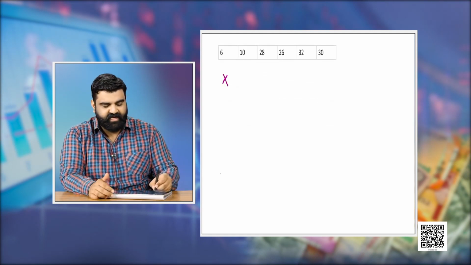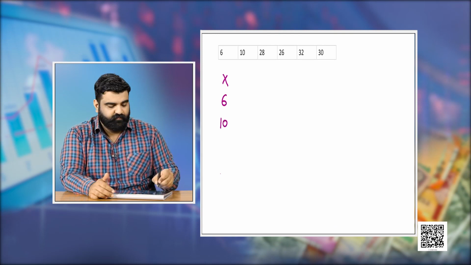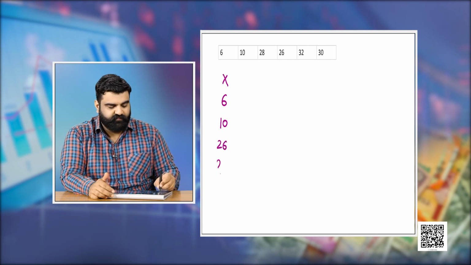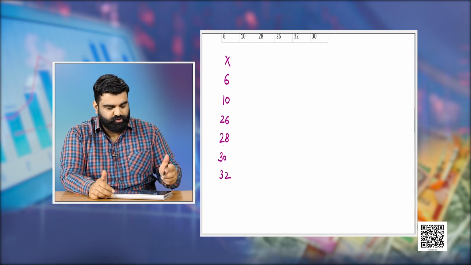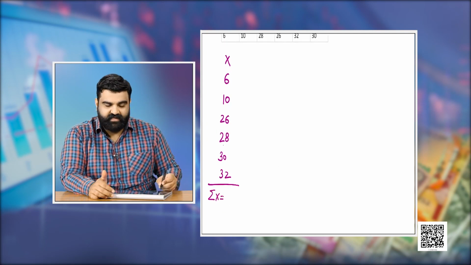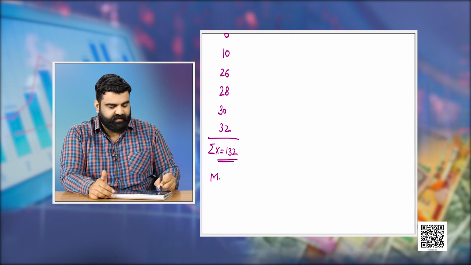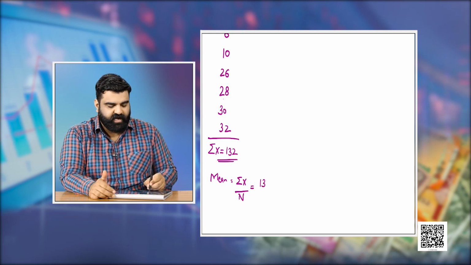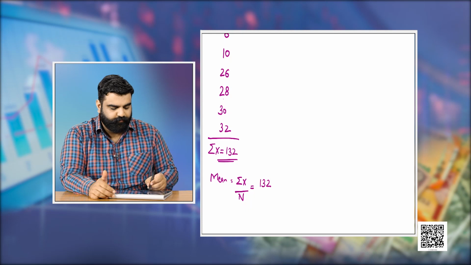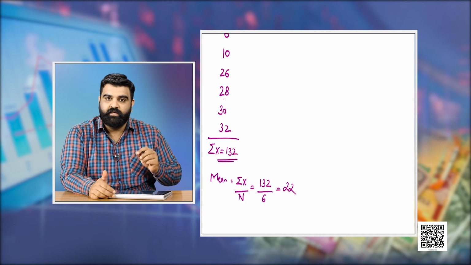So, let us first arrange it in ascending order. I have this series x. The smallest number is 6 followed by 10, followed by 26, then 28, 30 and finally 32. The total of this series would be 132. Finding its mean, I get sigma x by n, that is sum of all observations upon number of observations. The sum of all the observations is 132, and the number of observations being 6 will give me a mean of 22.